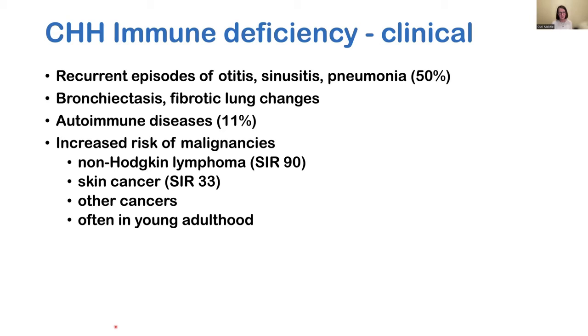But what is important, this immune deficiency leads to increased risk of malignancies, and we've shown in separate studies that the standardized incidence ratio for non-Hodgkin lymphoma is 90-fold compared with the normal population. For skin cancers, it's 33. There are also other cancers, and these are often diagnosed in young adulthood.